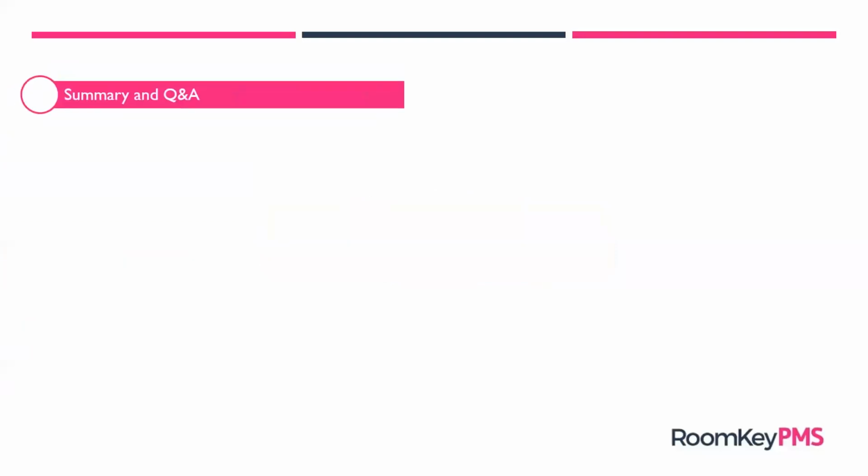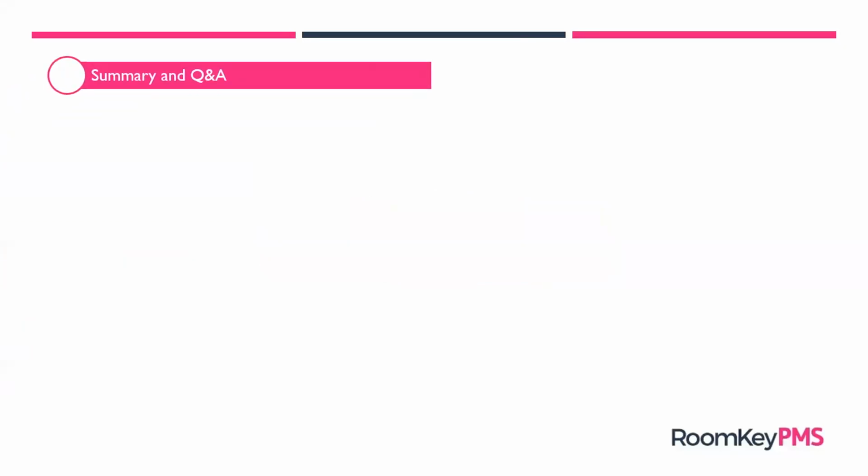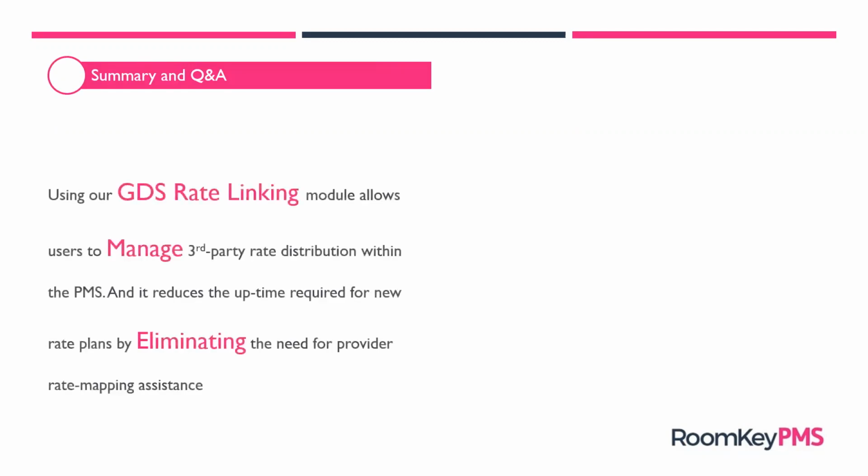So I'm going to take a look now at summarizing our demonstration, our webinar for today. Overall, using our GDS rate linking module allows you to manage your third-party rate distribution within the PMS itself. And it reduces the uptime required for new rate plans by eliminating that need for provider rate mapping assistance. So you don't need to call in to anyone to ask for assistance for that. You can do that all within RoomKey itself.